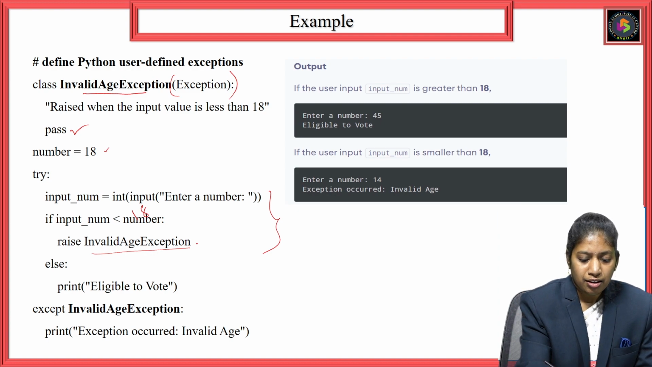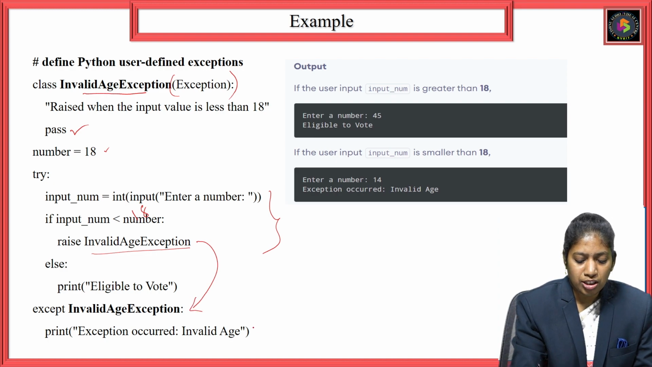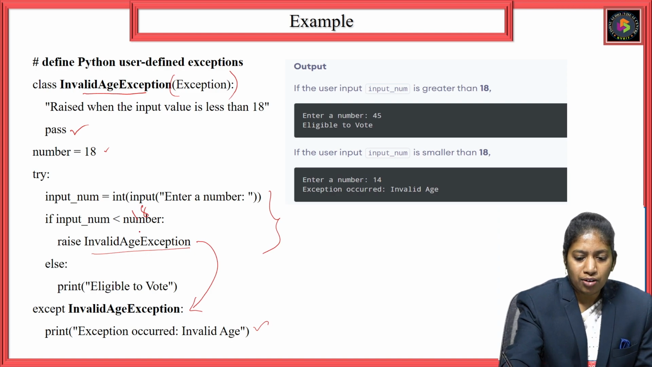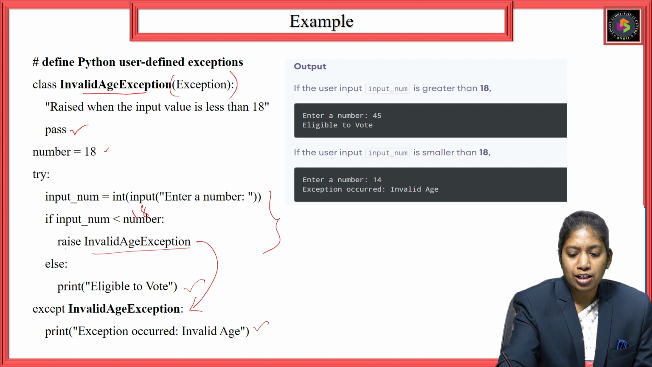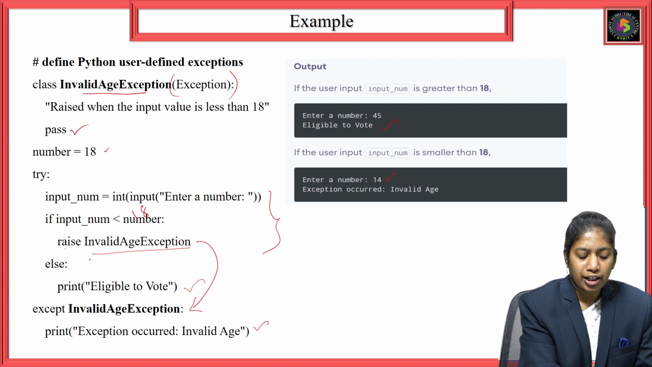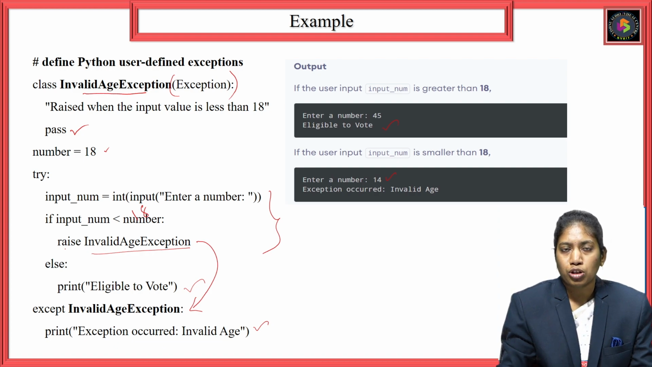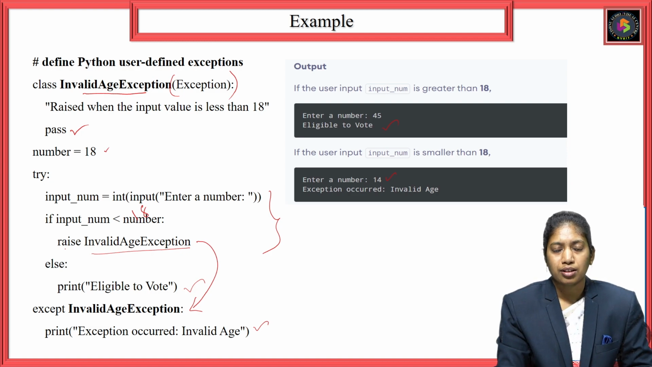If it is raising, then the corresponding except block will be there. So what is the message it needs to print? Exception occurred, invalid age. If the entered value is 45, then obviously there is no issue of raising an exception. The corresponding else block will print eligible to vote. If a user entered 4 or 10, then it will raise the invalid age exception and go to the corresponding except block. And the message in the except block that is going to print to the programmer is: exception occurred because of invalid age. Here the constraint is number equals 18.